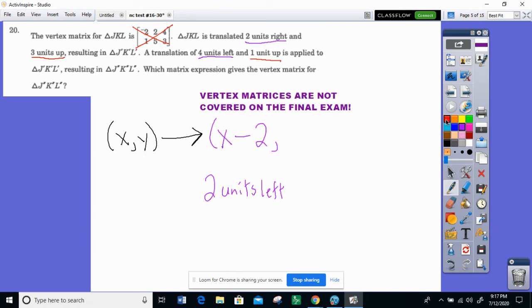But we're supposed to do the same thing vertically. If we translate 3 units up and then another 1 unit up, that's the same as translating 4 units up. How do we show that in transformation notation? Well, that would be y plus 4. So that would be the way, in transformation notation, to show the end result of this composition of transformations.